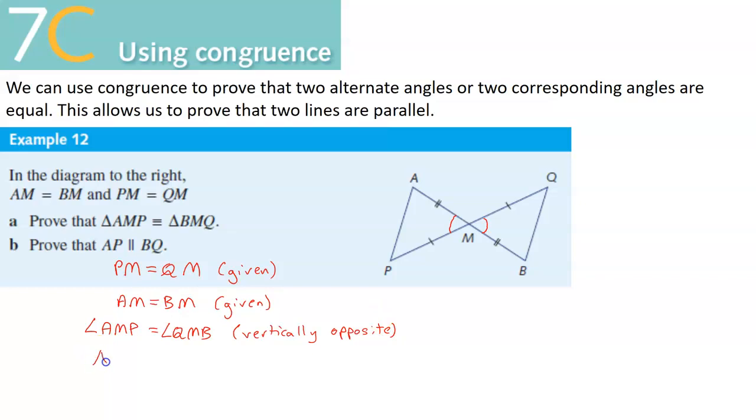And so, triangle AMP is congruent to triangle, let's check they line up. So to move from A to M is along the line with two dashes. So we're going to go B to M, and then we've got Q left over. And this time it's side, angle, side.